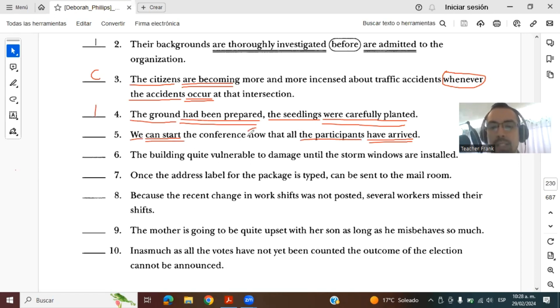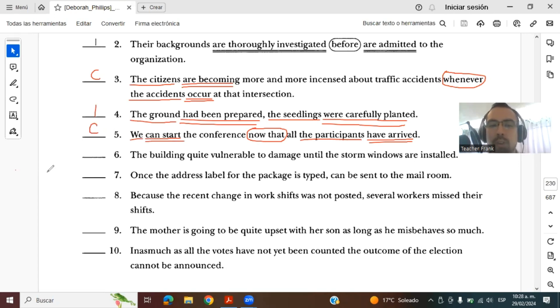Yes. Now that, right? If we check the graph of the vocabulary, we see that now that is a connector. And in this case, yeah, it's correct. Number 5 is correct. Okay, let's check out number 6.